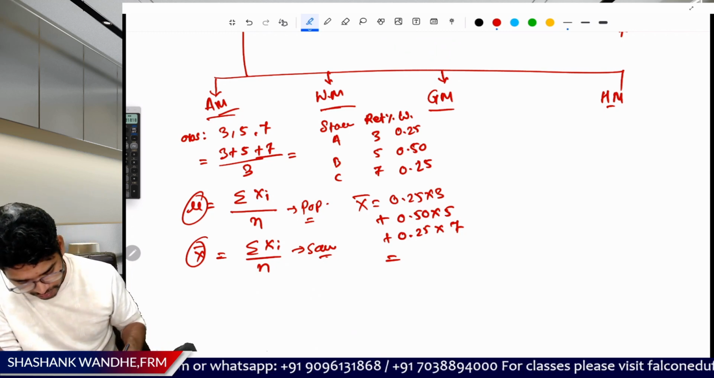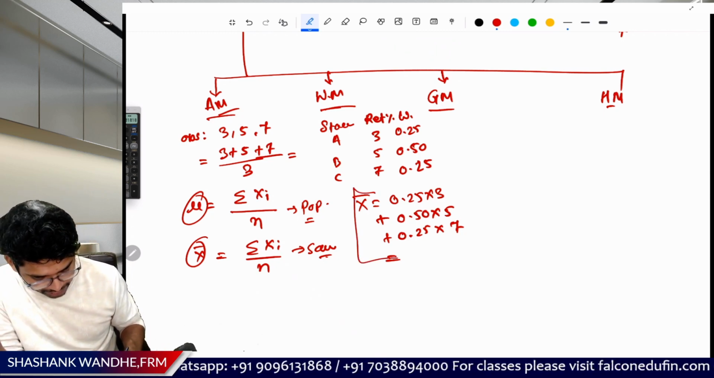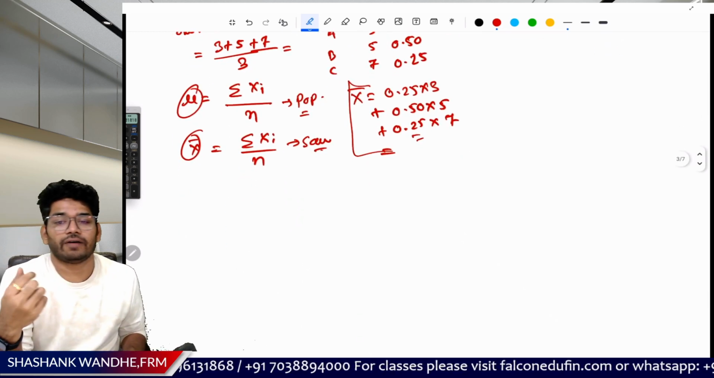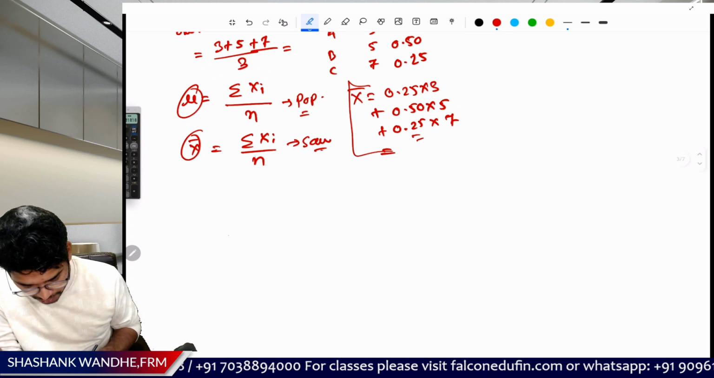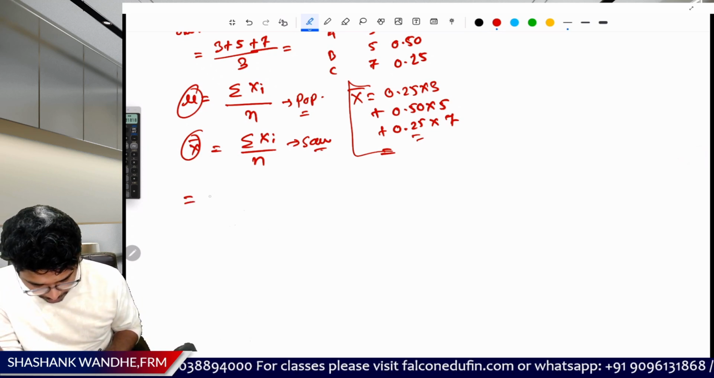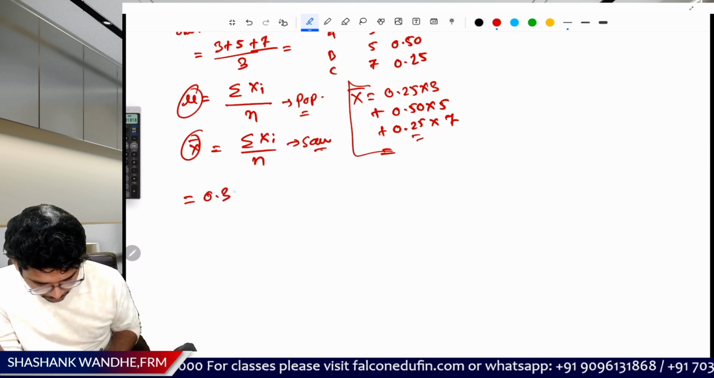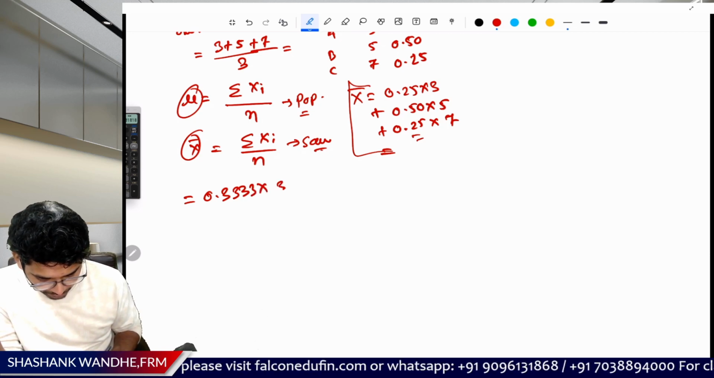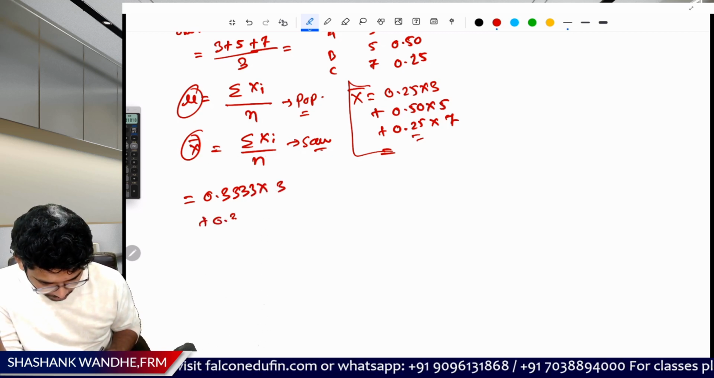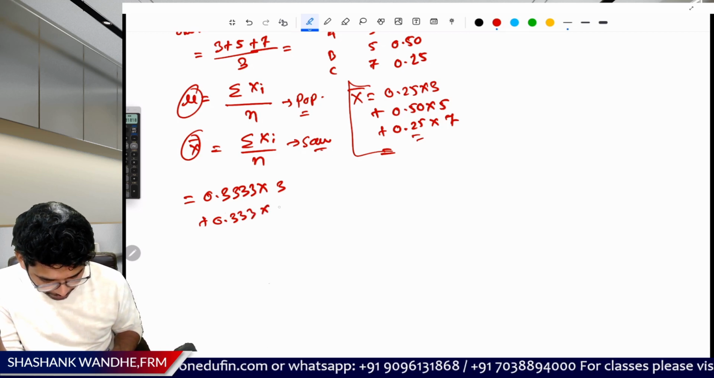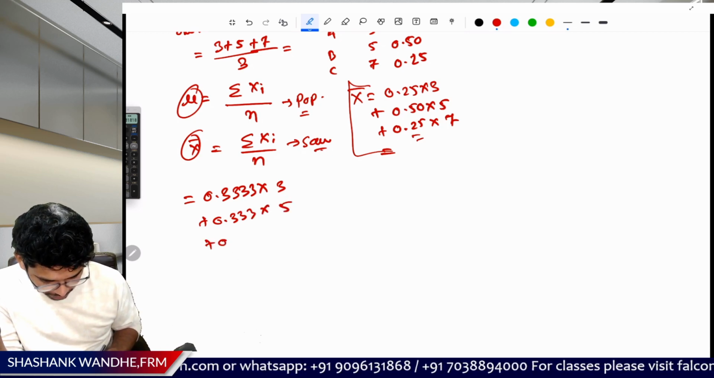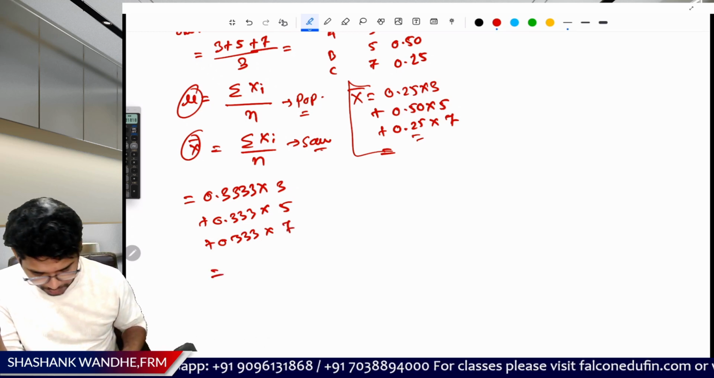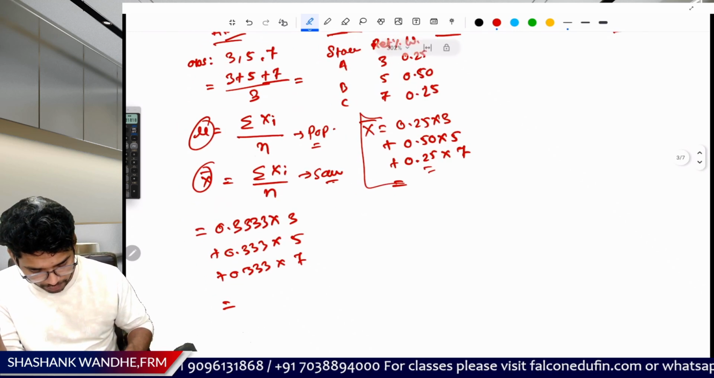So again, if you want to put the arithmetic mean in the same format, you can put it like this. Here our weight is 1/3, right? So we will put a weight of 1/3 for each value: 0.3333 multiplied by 3, plus 0.3333 multiplied by 5, plus 0.3333 multiplied by 7. You will get exactly the same answer, and both have the same format.